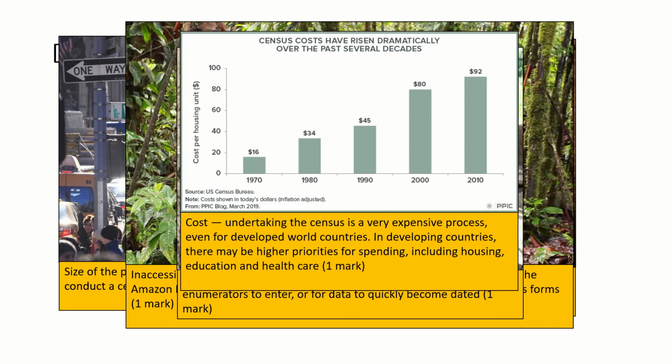A valid example of that would be, for example, the provision of education and healthcare. To score this mark, you don't just have to point out that it's expensive to do a census. You need to point out that the funds need to be prioritized to other more pressing needs in developing countries.